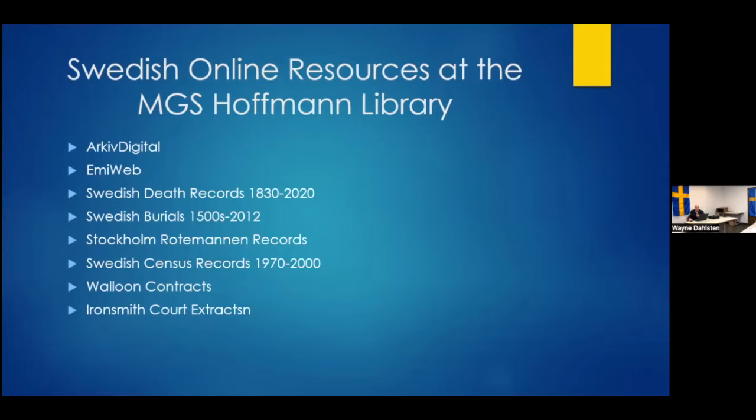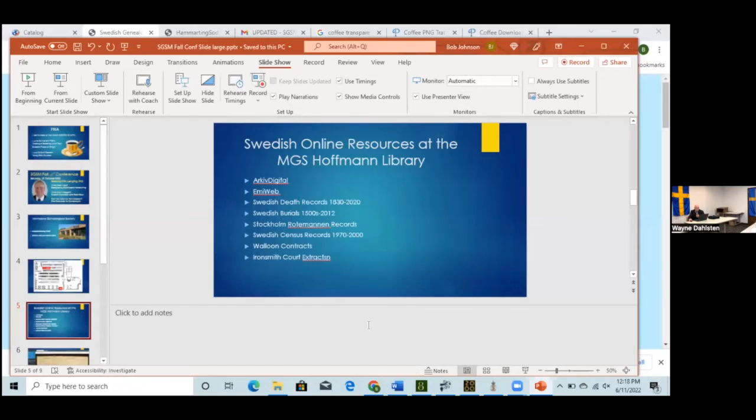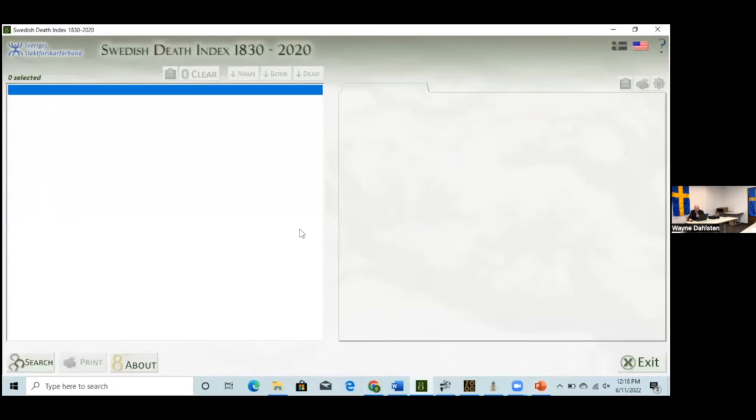So let's take a look at a couple of these databases. Again, it's too much to go into too deep of detail, but let's take a look at first the Swedish Death Index. This is great because it's the only index that's actually available in English. The rest are all just in Swedish.